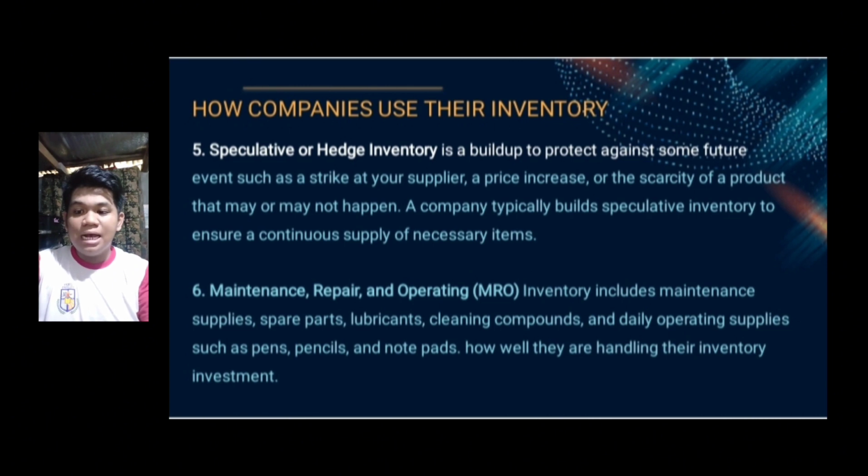Number 6, maintenance, repair, and operating, or MRO, inventory includes maintenance supplies, spare parts, lubricants, cleaning compounds, and daily operating supplies, such as pens, pencils, and notepads.